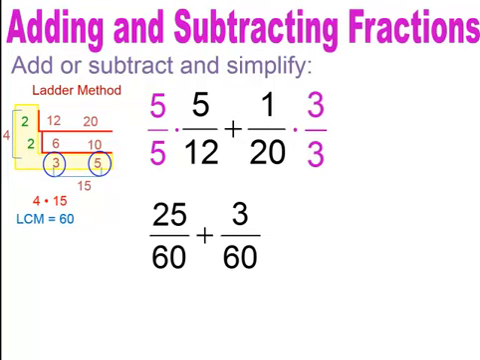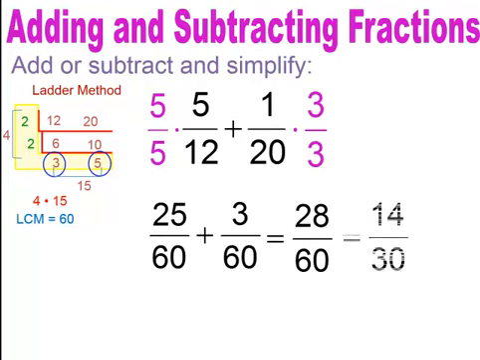Now I have like fractions, so I can add the numerators. I get 28 over 60, and I can reduce. So please make sure that you reduce until you get it in simplest form. I chose to use 2 the first time around, and you see that I have 14 over 30, and 2 comes out again. If you knew that 4 came out directly, then you could have just gone there to the 7/15.